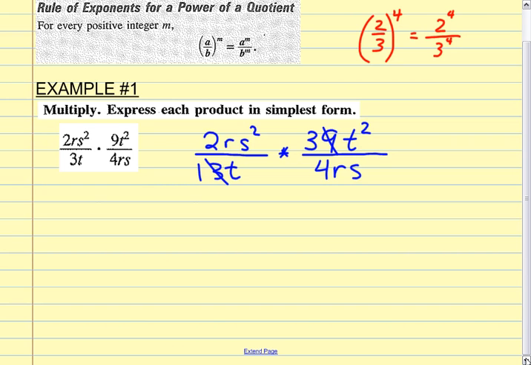Are there any other numbers that I can cancel, Clay? 2 and 4. So the 2 becomes a 1 and the 4 becomes a 2. Now let's look at letters. Let's just go through it alphabetically. You don't have to, but I'm doing it in an ordered way so I know that I've taken care of everything. Kyle, are there any R's that can cancel?